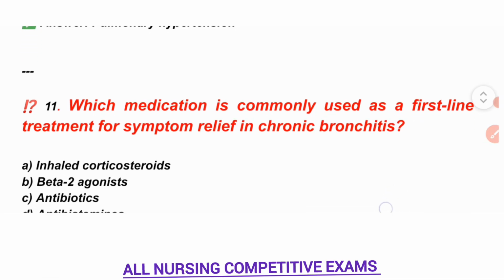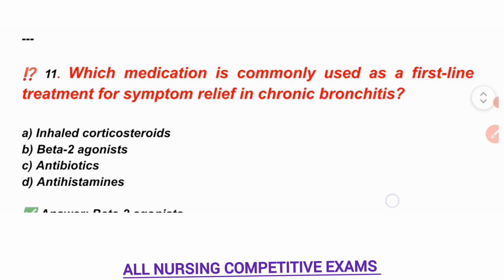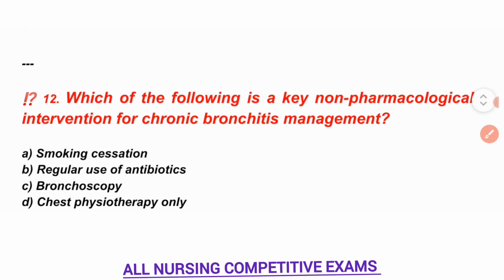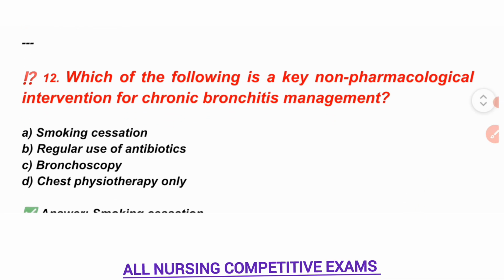Which medication is commonly used as a first-line treatment for symptom relief in chronic bronchitis? The right answer is option B, beta-2 agonists. Question number 12. Which of the following is a key non-pharmacological intervention for chronic bronchitis management? The right answer is option A, smoking cessation.